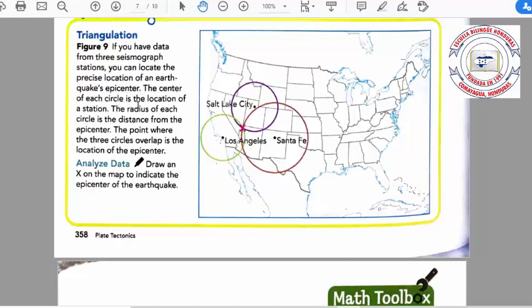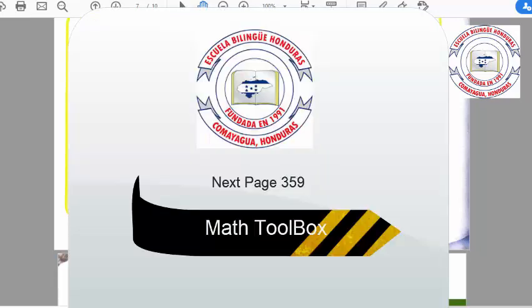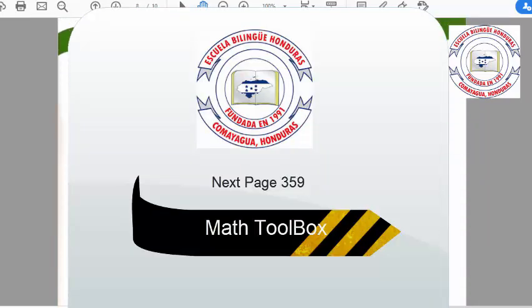The center of each circle is the location of the station. In this case, Salt Lake City, Los Angeles, Santa Fe. The radius of each circle is the distance from the epicenter. The point where the 3 circles overlap is the location of the epicenter. Over here, guys, you have to draw an X on the map to indicate the epicenter of the earthquake.